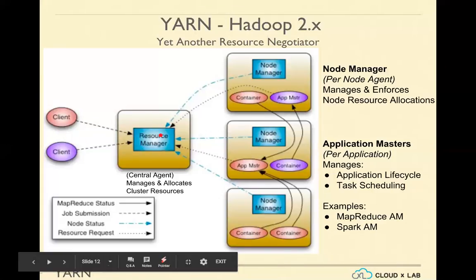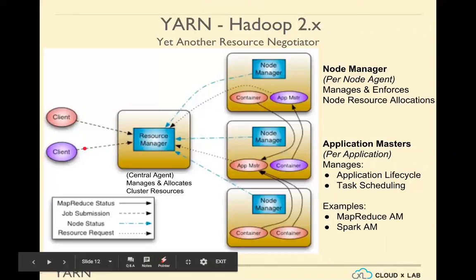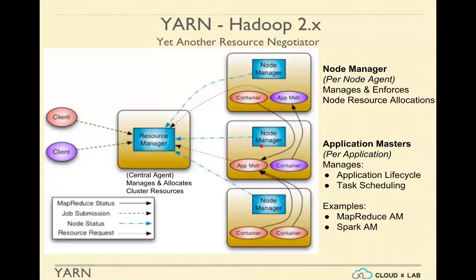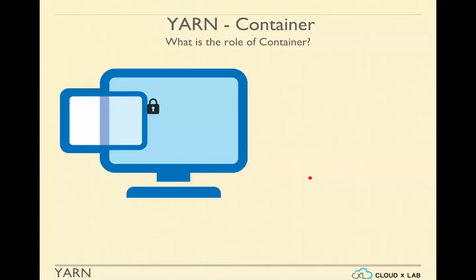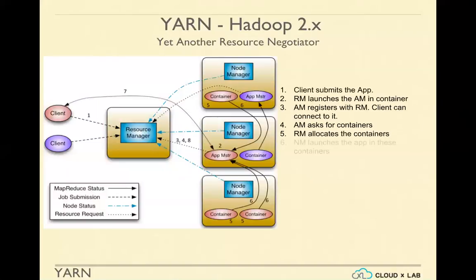Client comes to resource manager and asks that, hey, we want to do something. So resource manager talks to all the node managers that, hey, this particular client wants to use this much memory, this much CPU, and do you have some capacity? Node manager says, yes, we have. And then resource manager asks them, can you please start creating a container for them? And the container is where the work happens. Container is a process. Inside the container, the rest of the work happens. The container runs a client workload and enforces security on the client process, memory consumption, and resource access. So this is the process that we talked about.